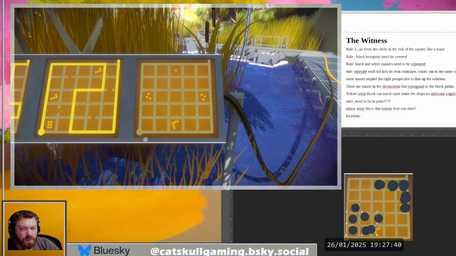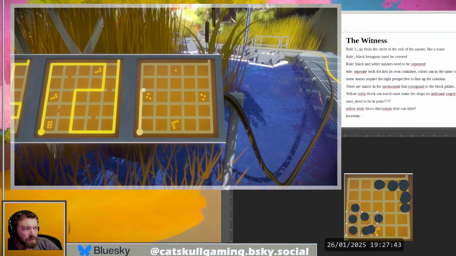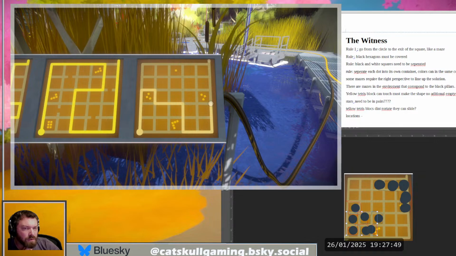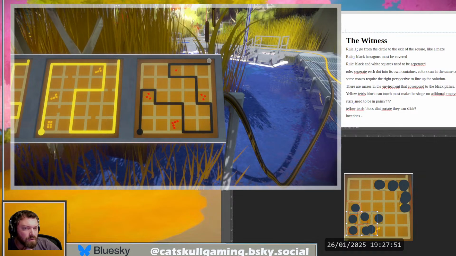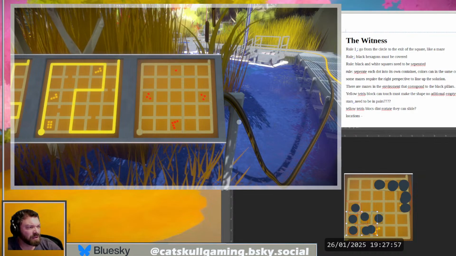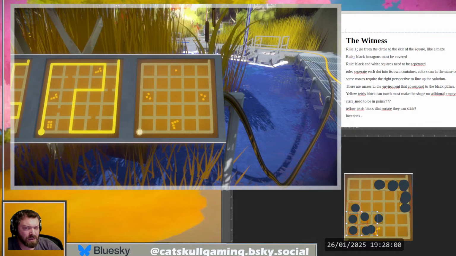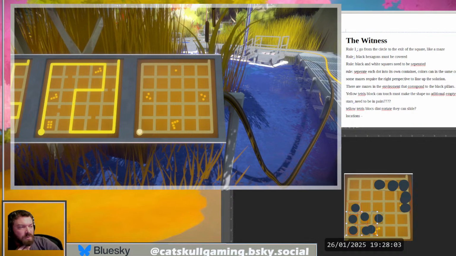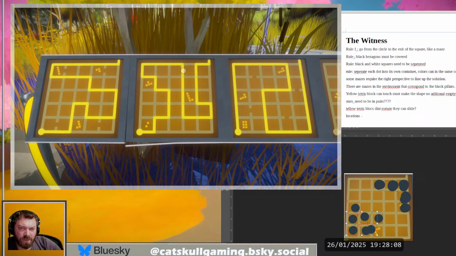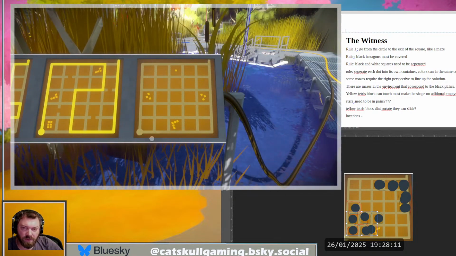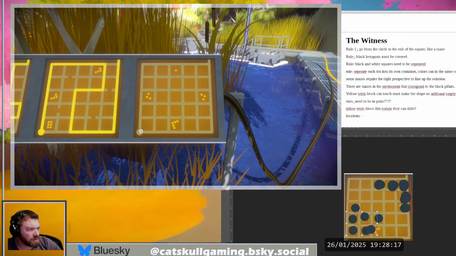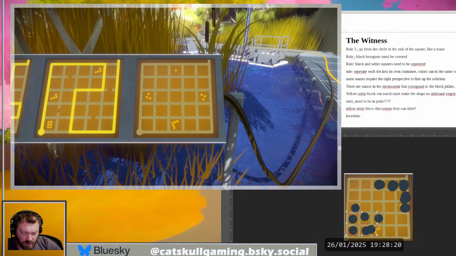Let's see if this works. Why doesn't that work? Come on. Do they all... Oh, I think they have to be one connected piece, maybe? No, because these are separated pieces, so what the deuce? Yeah, I see ya.